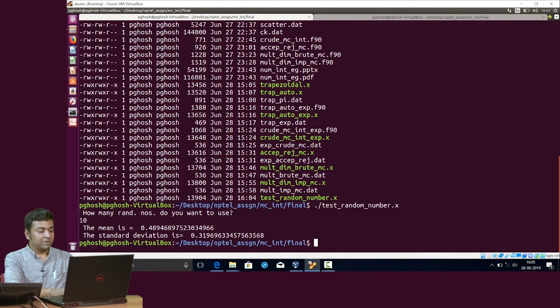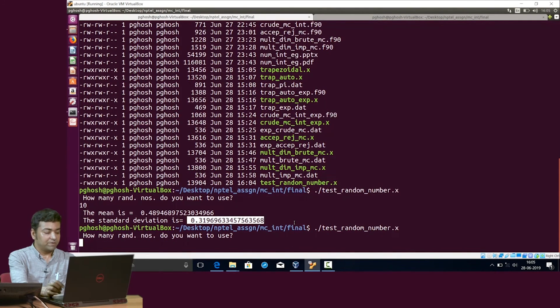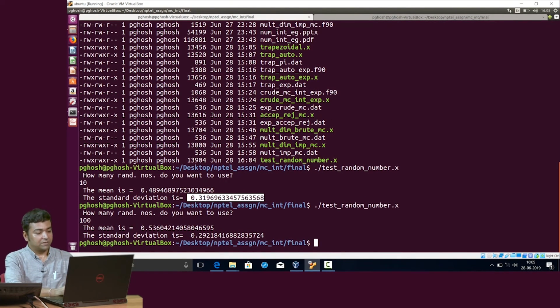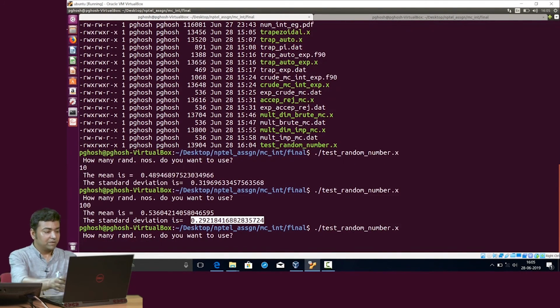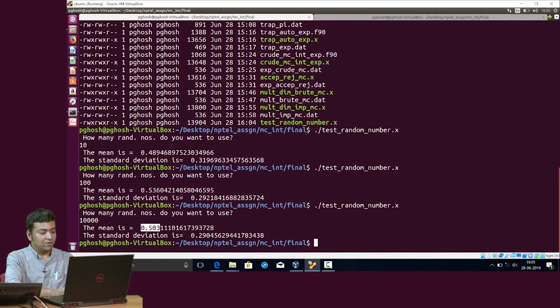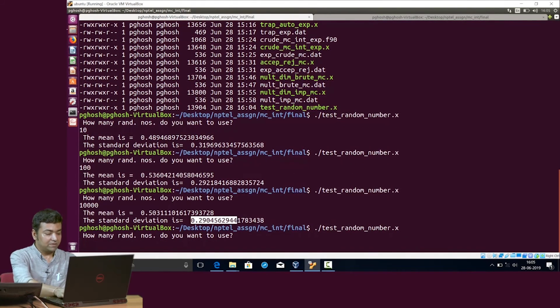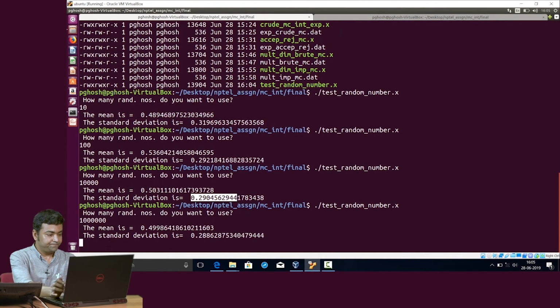You see that with 10 random numbers, the value of the mean is quite far away from 0.5. Similarly, the standard deviation is also quite far away from 0.2886. Now, if I increase the number of random numbers from 10 to 100, both values are still away from the exact value. Now, we make it 10,000. Now you see the mean is gradually going towards 0.5 and the standard deviation towards 0.2886. If I increase it further, then you see it is much closer to that value.